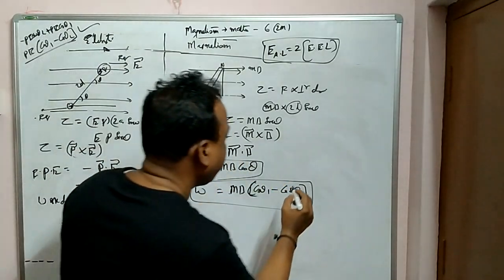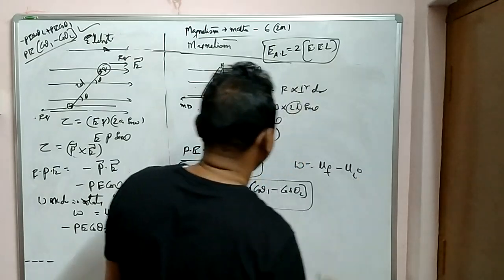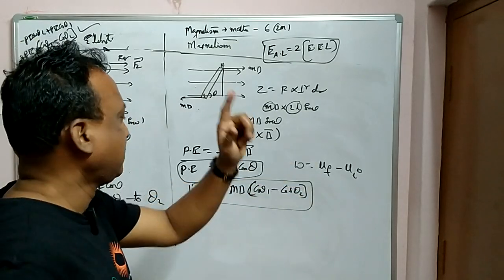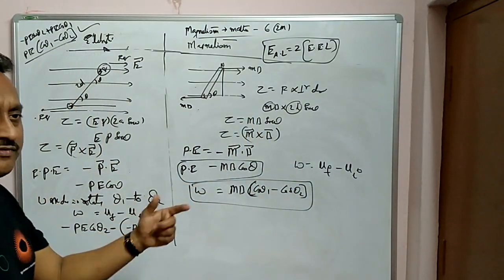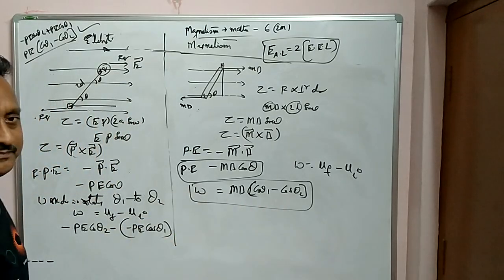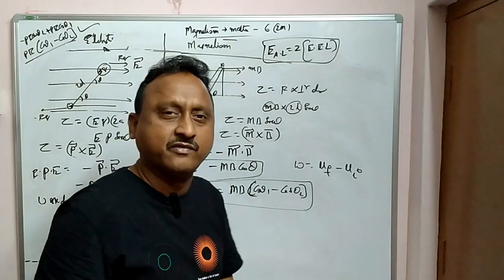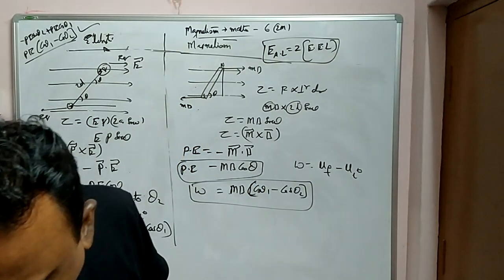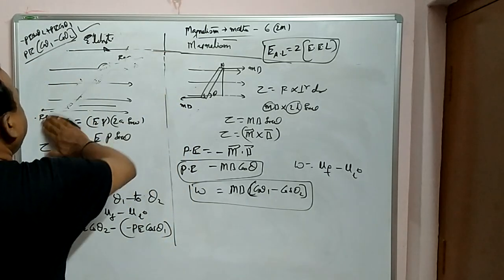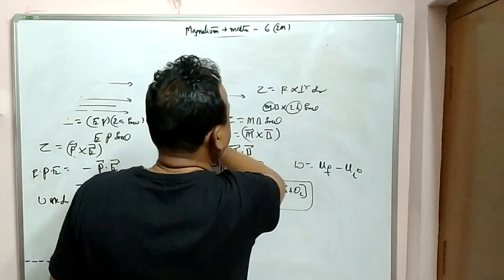Here also, what is the work done? Work done is potential energy final minus potential energy initial, U final minus U initial, that is minus MB cos theta 2 minus minus MB cos theta 1. So these are the comparisons you can see for work done. Here PE into cos theta 1 minus cos theta 2, here MB into cos theta 1 minus cos theta 2. Clear? These formulas are very important in doing numericals. Right, very good. So these are the comparisons I told you in the beginning.